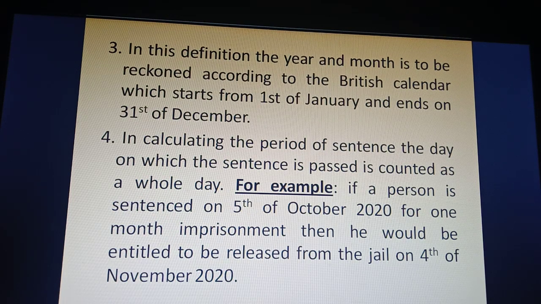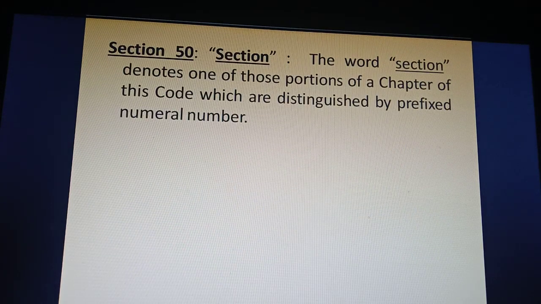Okay. And section number 50 deals with the definition of section. The word section denotes one of those portions of a chapter of this code which are distinguished by prefixed numeral numbers. So section is any numerical number in any particular chapter which describes any particular provision of the law. For example, section number 50 defines the word section. So this is a section. Section number 49 was describing year and month, and it has the numerical number 49.